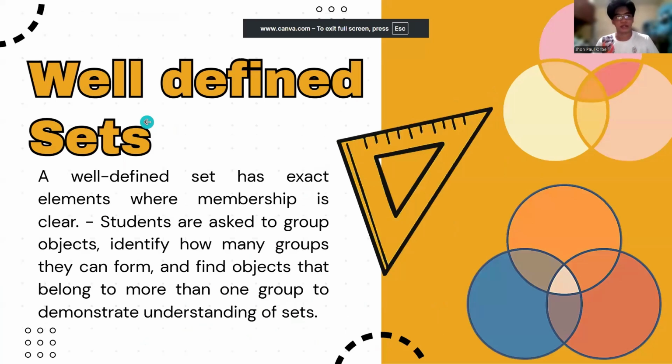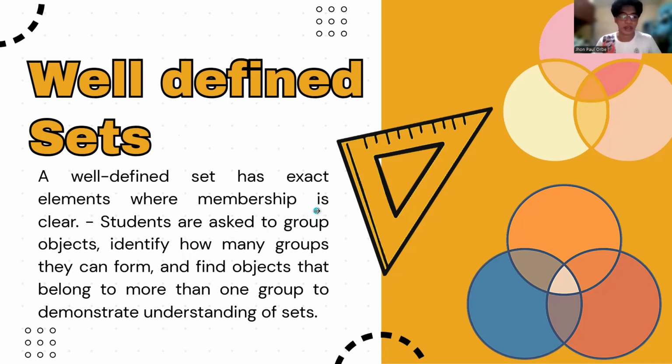First is the well-defined sets. A well-defined set has exact elements where membership is clear. Students are asked to group objects, identify how many groups they can form, and find objects that belong to more than one group to demonstrate understanding. So, for example, the set of even numbers. It is a well-defined set because we can clearly identify the elements. So, even numbers, for example, 2, 4, 6, and 8.